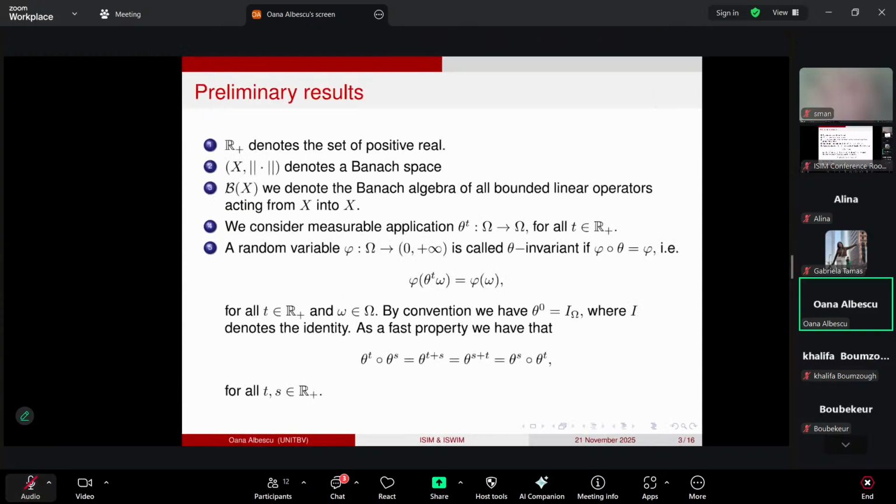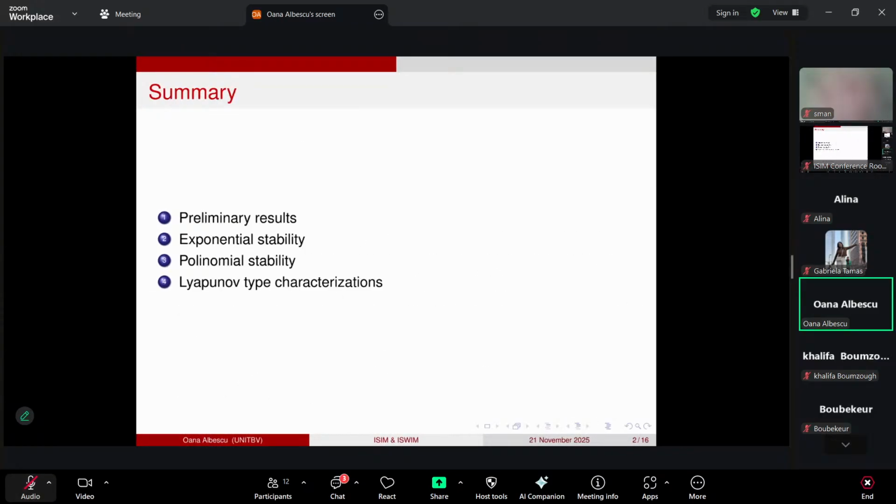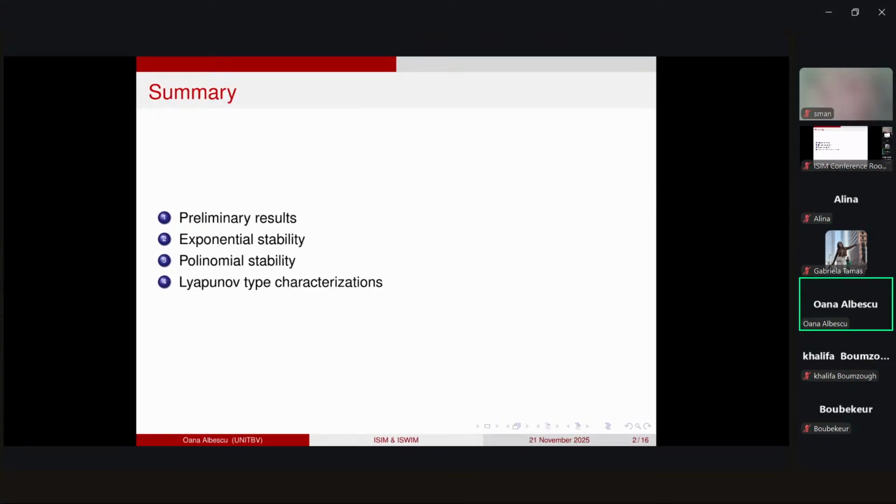The presentation is structured as follows. First, I will discuss some preliminary results. Second, I will address exponential stability. Next, I will analyze polynomial stability, and finally, I will present the Lyapunov type characterizations.